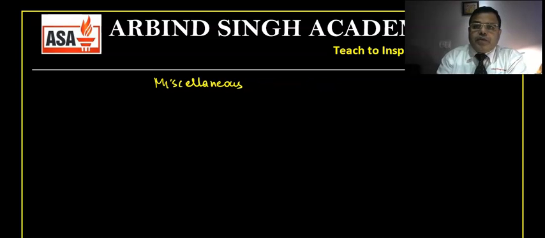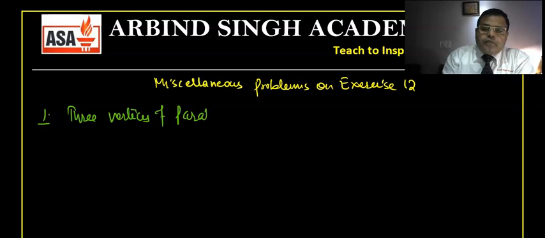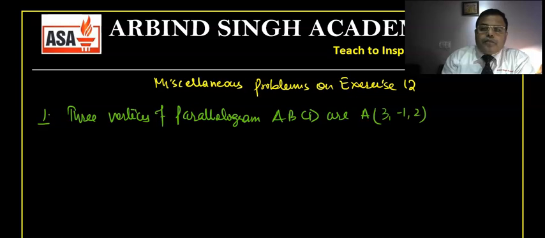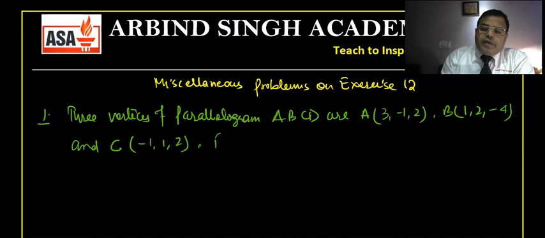Miscellaneous problems on exercise 12. So the very first question is here. Try to understand. Three vertices of parallelogram ABCD are A (3, -1, 2), B (1, 2, -4) and C (-1, 1, 2). Find the coordinate of fourth vertex.